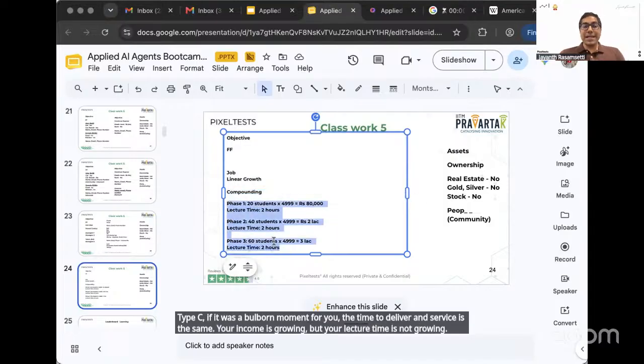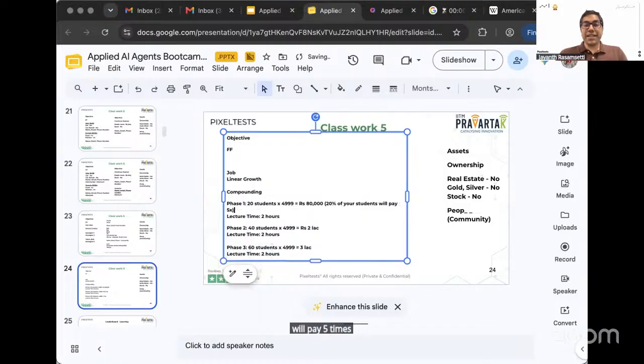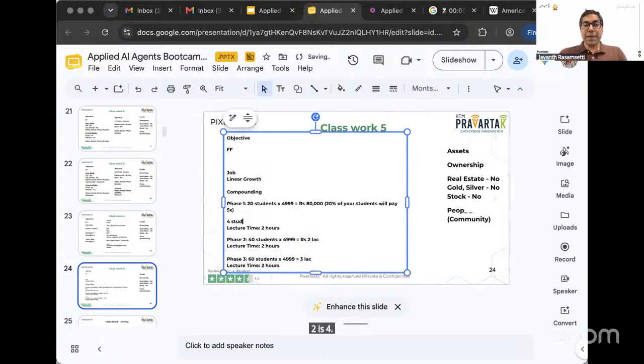Okay. So let's now look at this. And always the law is going to be this. 20% of your students will pay 5 times. So 20% of 2 is 4. So 4 students will pay you 5 times. So let's keep the 5 times.